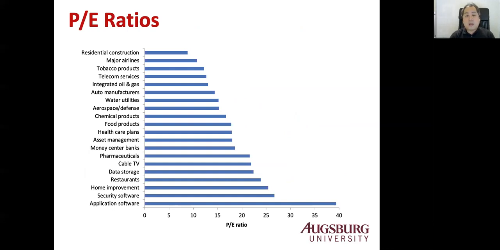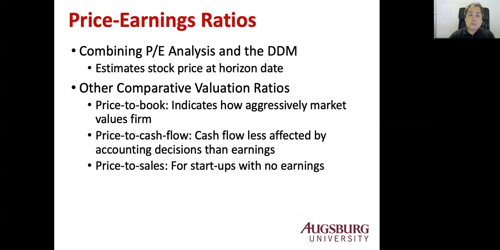So if you are in the residential construction business, you should not compare your PE ratio with an application software company because of different industry characteristics. It may lead to wrong decisions and wrong conclusions. So always compare with the same industry. We can also combine this PE analysis and the dividend discount model by estimating the stock price at the horizon date. We are not going to do that for this chapter.